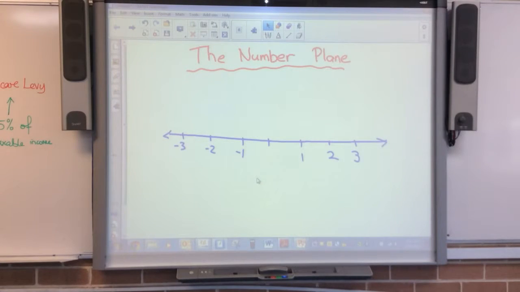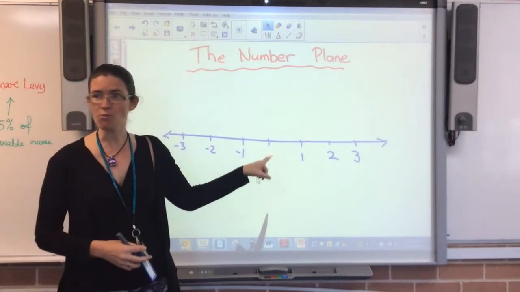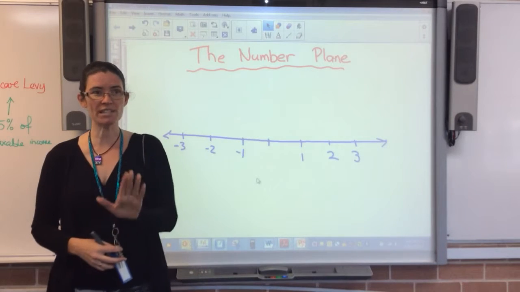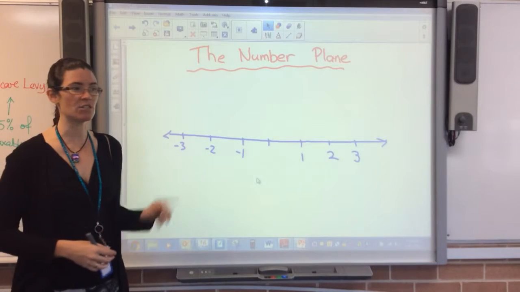I need you to draw that in your book. Note that I didn't put the 0 on there. I put the dash where the 0 is going to go, but I didn't actually write my 0 on. There's a reason for that. We're going to see that in a second. So has everyone got that in?